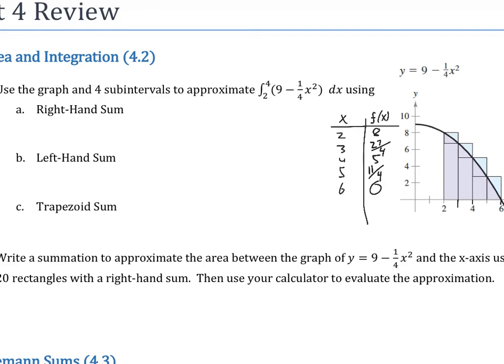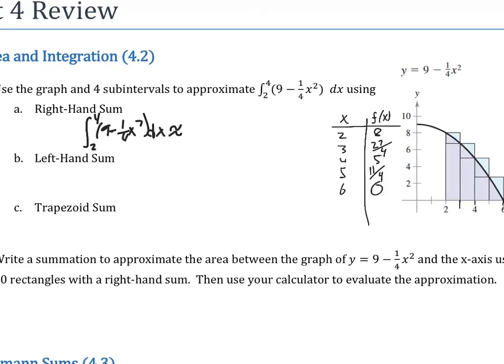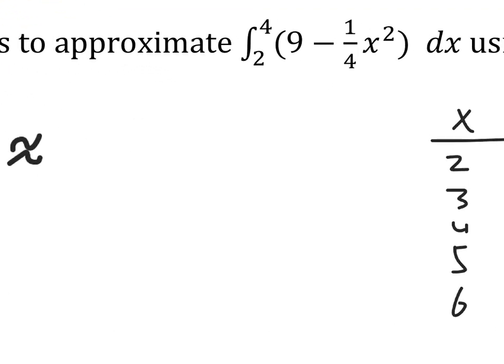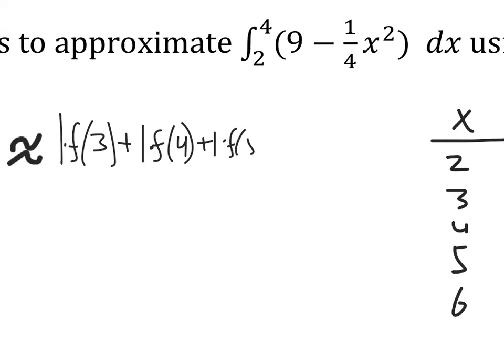Now the right-hand sum is going to be the area using the right-hand point. So we say the integral from 2 to 6 of 9 minus 1/4 x squared is approximately a sum of areas, which are length times width, and each of the widths is 1. So we've got 1 times f of 3, plus 1 times f of 4, plus 1 times f of 5, all the way up to f of 6.